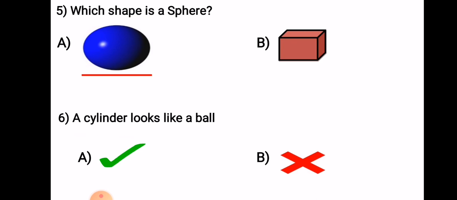And here, a cylinder looks like a ball. Is that true or false? Can you remember the cylinder? It's one of our 3D shapes and it looks like a soda can. So, false.